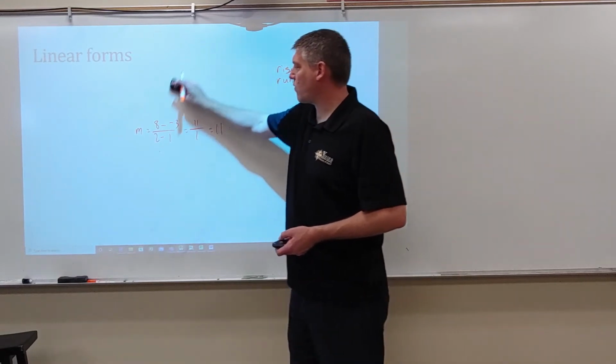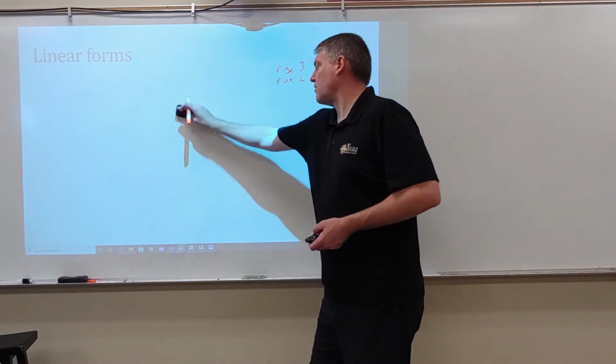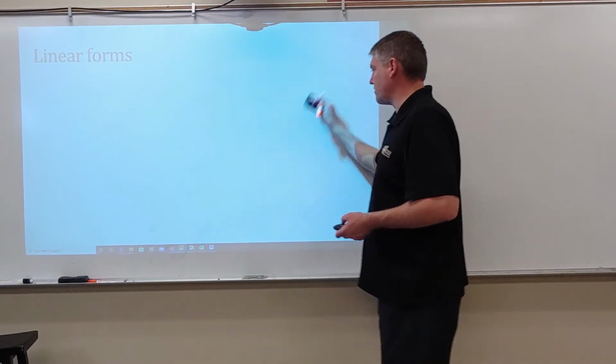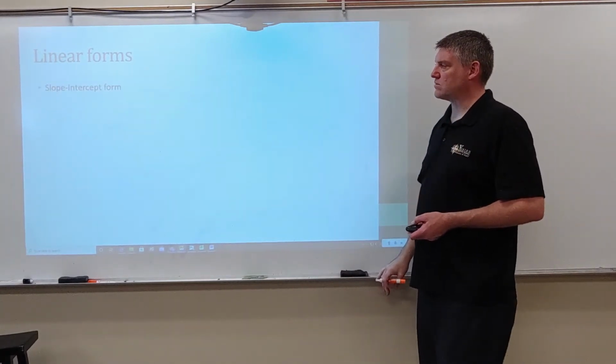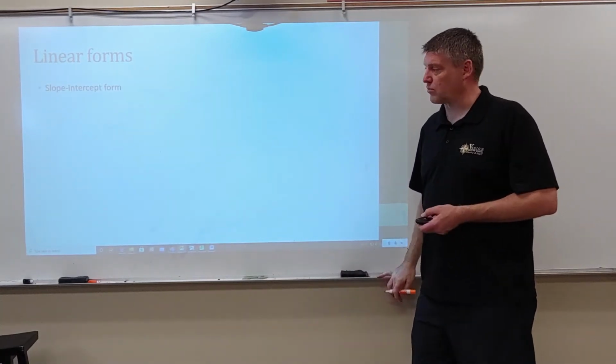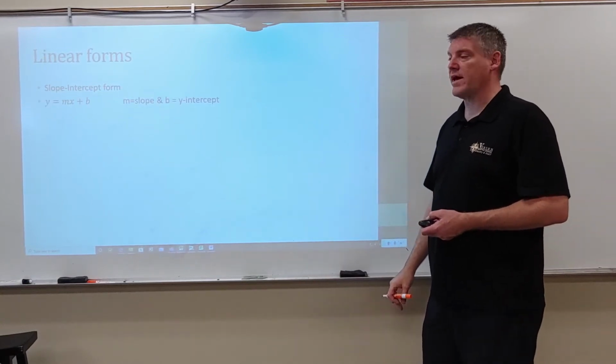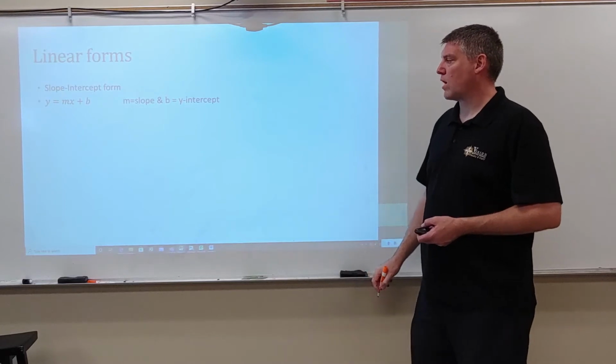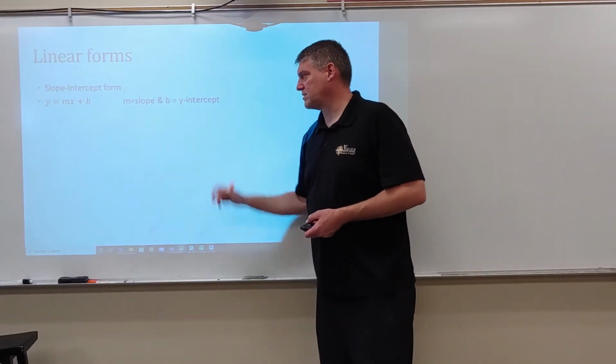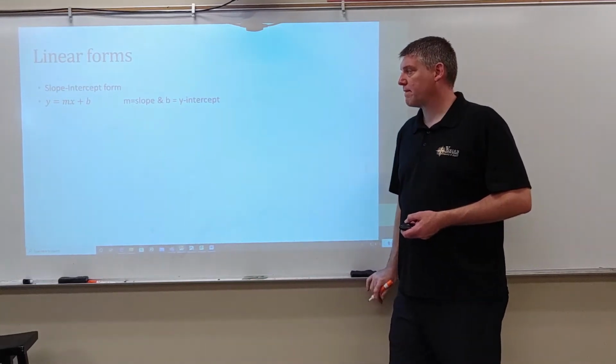Okay, so linear forms. There are 3 different types of linear equations. We are going to talk about slope-intercept form, which is the one most people are most familiar with. So that's y = mx + b, where m is my slope and b is my y-intercept.